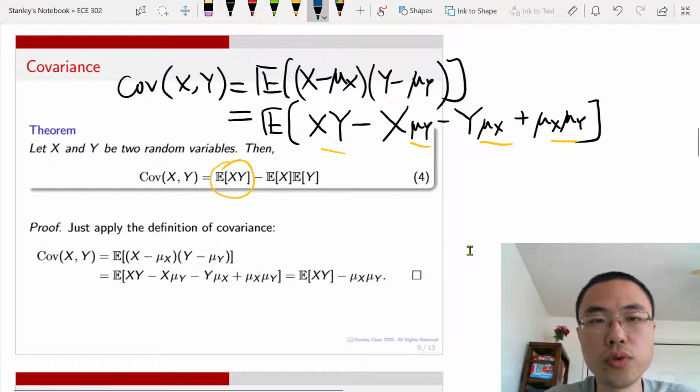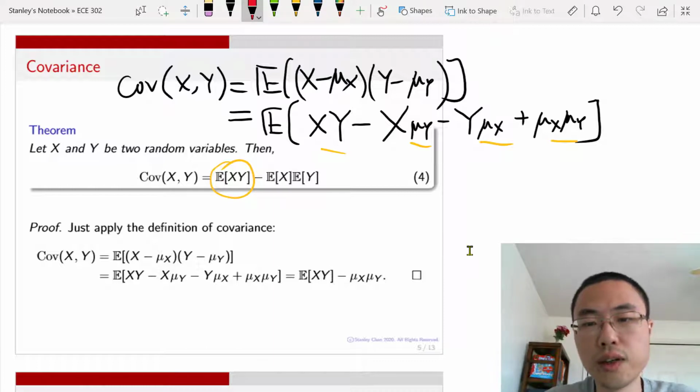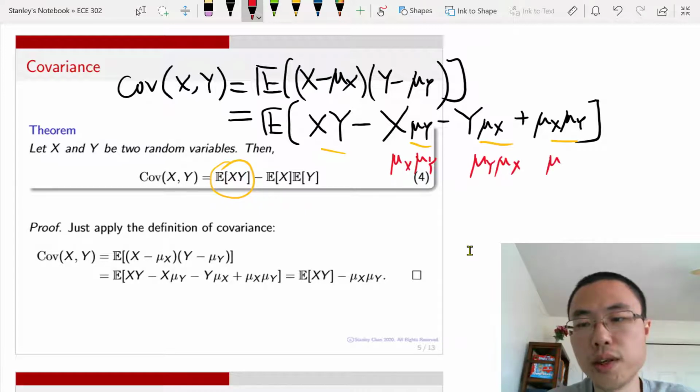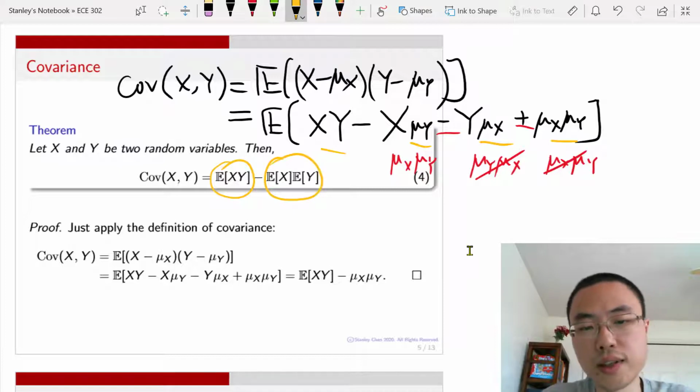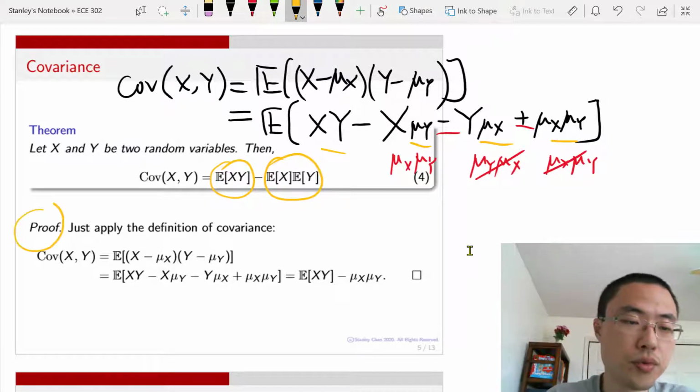And then if you go to here, this is mu x mu y, this is mu y mu x, and this is mu x and mu y. And clearly this is minus plus, so you can cancel out, so you only have one term left. Then that means you have this result, which is minus expectation of x and y. And here's actually the proof.